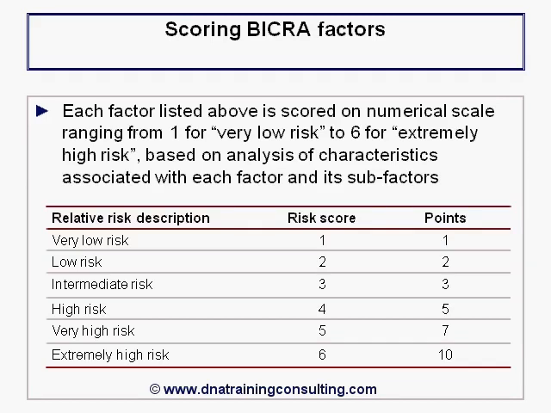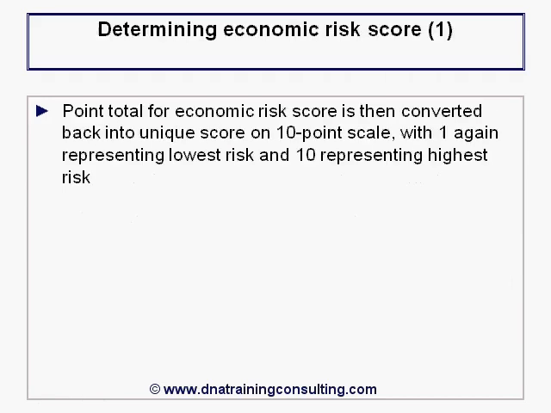As you can see, the first 3 categories are assigned points equal to their risk score, while the remaining 3 categories are penalized in a gradually increasing manner. The point total for the economic risk score is then converted back into a unique score on a 10-point scale, with 1 again representing the lowest risk and 10 representing the highest risk.